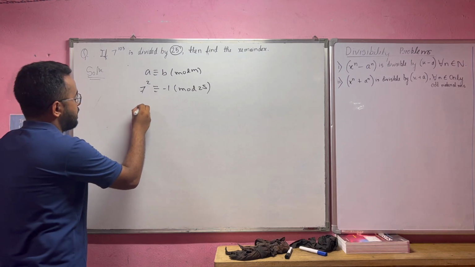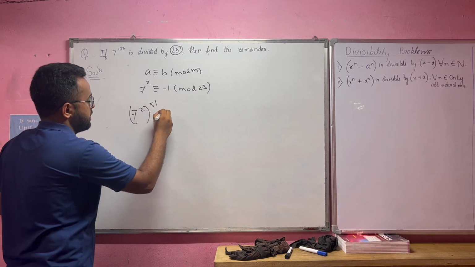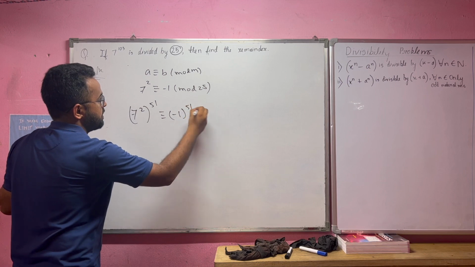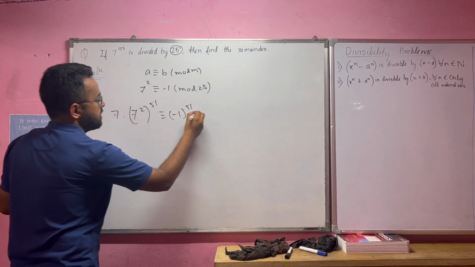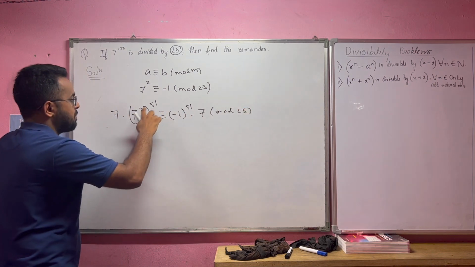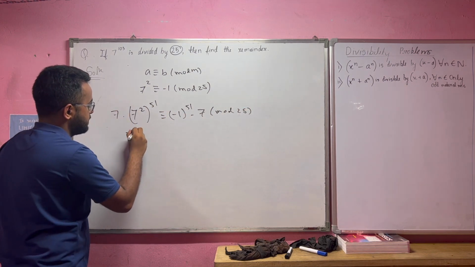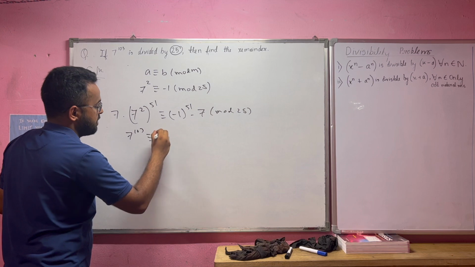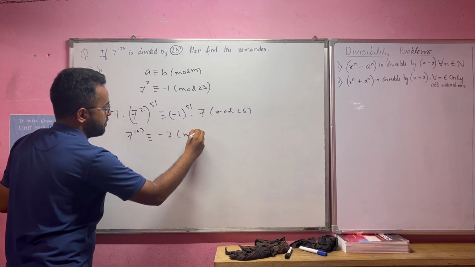Now I raise it to power 51. Minus 1 power 51 and multiply both sides by 7. Multiply both sides by 7. यहाँ पे क्या आएगा? 7 power 102 power 1, 7 power 103. यहाँ पे minus 1 7 125.